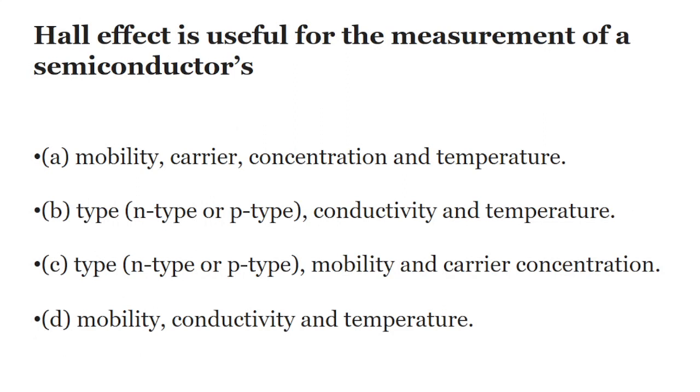Hall effect is useful for measurement of: semiconductor mobility, carrier concentration and temperature; n-type and p-type, conductivity and temperature; n-type and p-type, mobility and carrier concentration; and mobility, conductivity and temperature. So Hall effect can be useful for the measurement of n-type, p-type, mobility, carrier concentrations. Option C is the right answer.